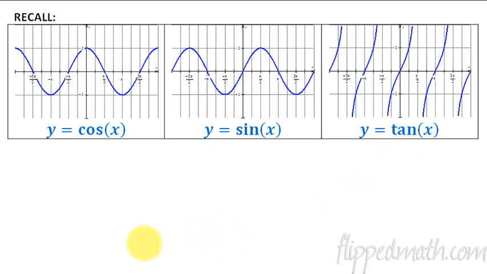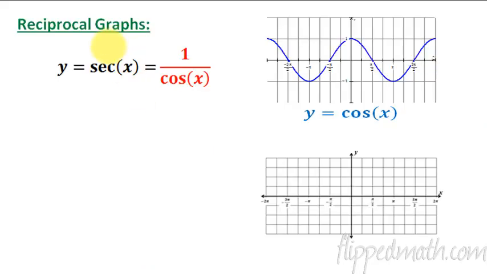Okay, so we need to know what the originals were because now we're going to work with the reciprocals. So for the first reciprocal graph, secant, we're going to have 1 over cosine. I remember this because the s and the c go together for the cosine and secant. Now, it would be really nice if cosine's reciprocal was sine, but it's not. It doesn't work that way. So what you have to do is know that it's the other one. Secant is the same as 1 over cosine.